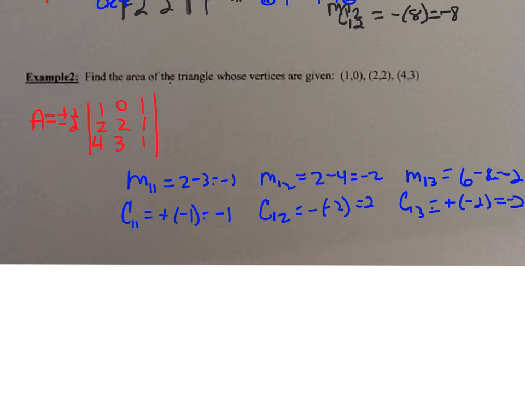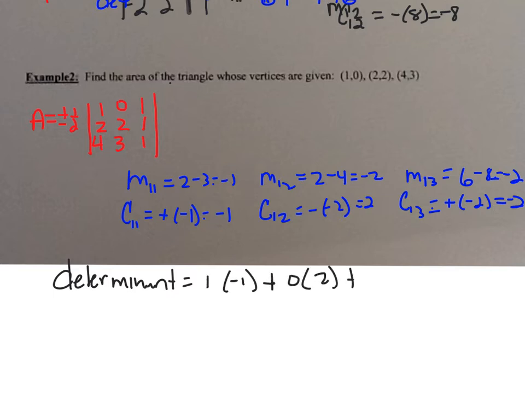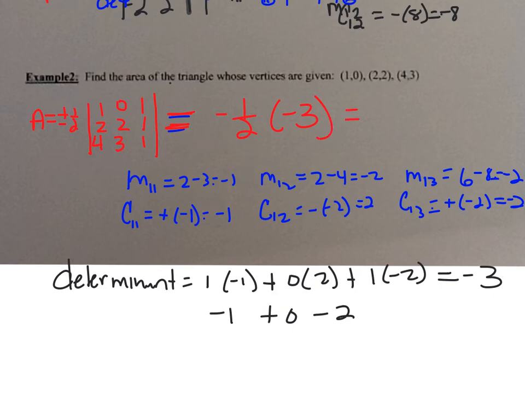So my determinant is going to be 1 times negative 1 plus 0 times 2 plus 1 times negative 2. So that's negative 1 plus 0 minus 2, which is equal to negative 3. So my area is going to be equal to, I need negative 1/2 to make it positive. So it's going to be negative 1/2 times negative 3, which is positive 3/2. That would be the area. So it's 3/2 square units.